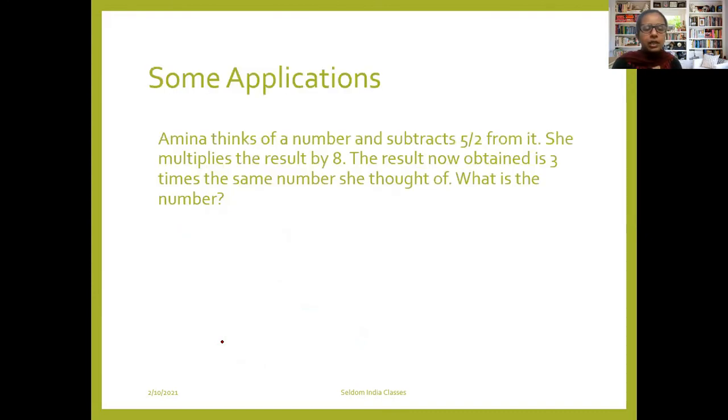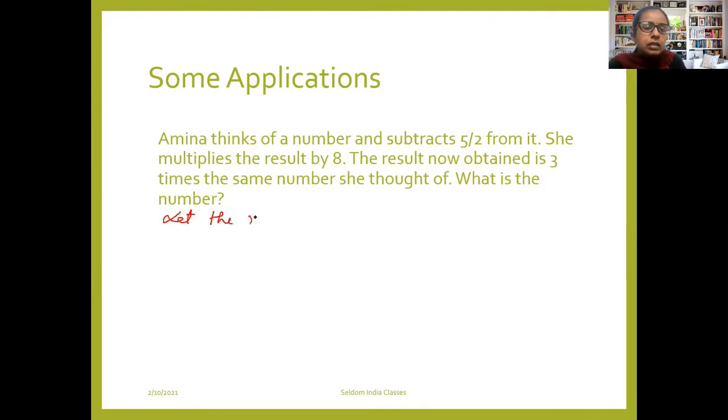These are some applications of variables on both sides. Read the question carefully and try to form the equation. Amina thinks of a number and subtracts 5 by 2 from it. She multiplies the result by 8 and the result now obtained is 3 times the same number she thought of. What is the number?